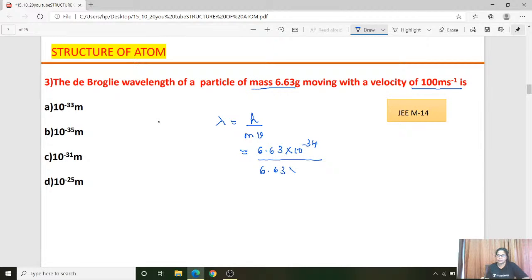6.63 gram is given. So in kg, 10 to the power of minus 3 into v, velocity is given as 100 meter per second, isn't it? So how much do we get? What is the answer we are getting? So this is going to be cancelled here. So you are going to get 10 to the power of minus 31 and 10 to the power of minus 2. That means you are going to get 10 to the power of minus 33 meter. Therefore, answer is option A, student.